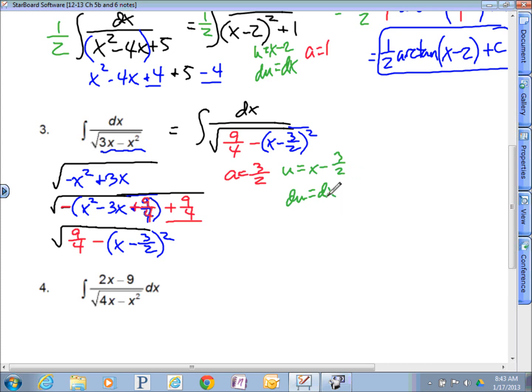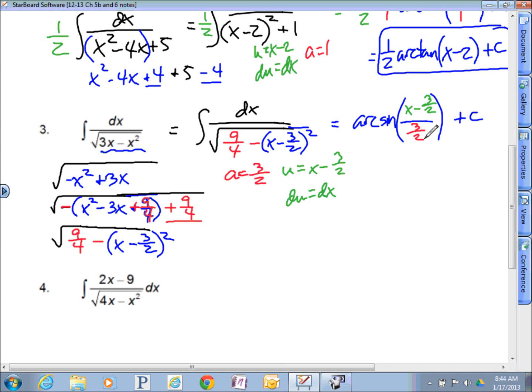So now this is an arc sine. Arc sine doesn't require anything in the front. And let's see, arc sine of my u over my a plus my c. U is x minus 3/2. Denominator is a, which is 3/2. I've got fractions inside of fractions.